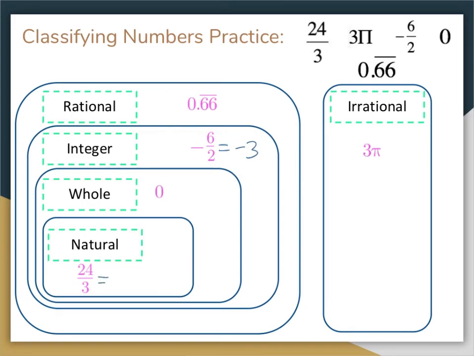If I divide 24 divided by 3, I get 8. And I know that 8 is one of my counting numbers. That makes it a natural number. And then my last number is 3 times pi. Anytime I get pi involved, I know automatically I've got an irrational number. So if I see pi, no matter what it's multiplying to, adding to, or just pi by itself, I know it's an irrational number. So that's where it belongs.